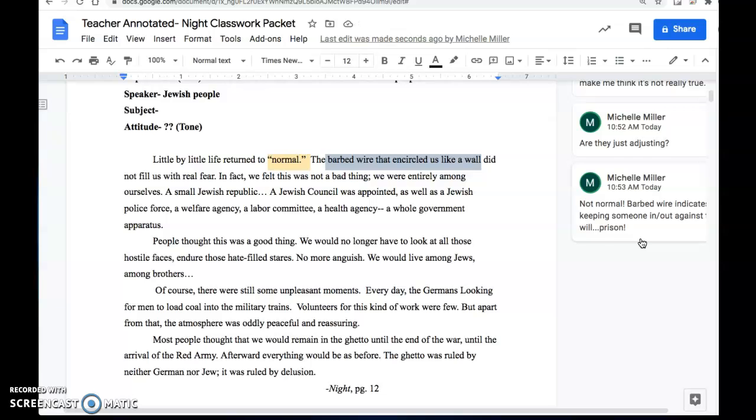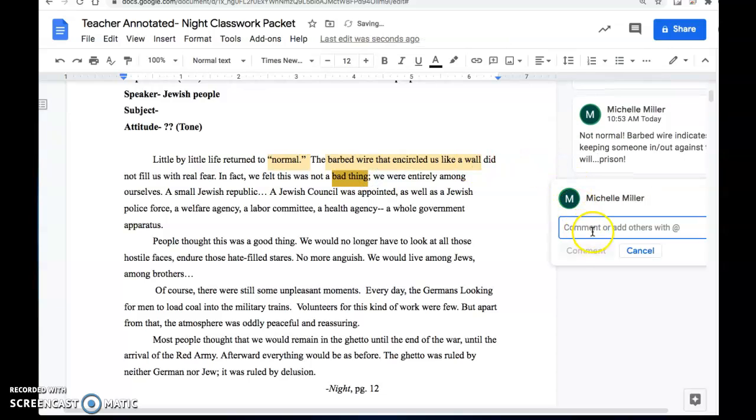But for some reason, the Jewish people are starting to feel like it's not that bad. So they're encircled by barbed wire and it didn't fill us with any real fear. In fact, we felt this was not a bad thing. We were entirely among ourselves. So not a bad thing. I would just note this.